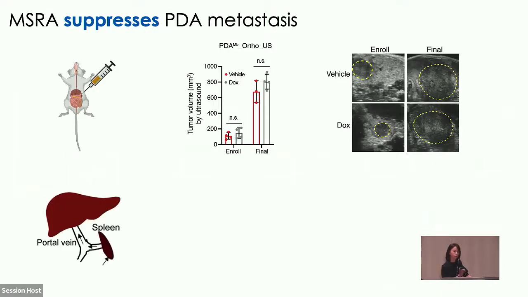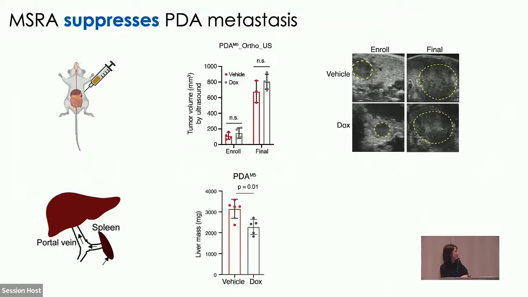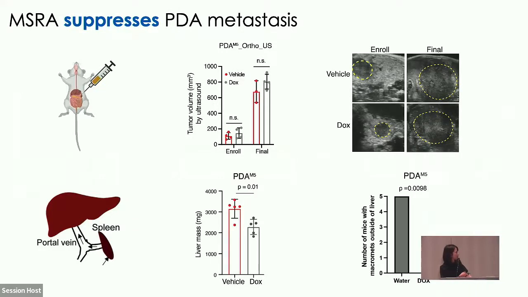However, if again we turn to our liver metastasis model, this is when things get interesting because here we saw that re-expression of MSRA significantly suppresses the formation of liver metastatic lesions. And most strikingly in this experiment, we found that every single mouse in this control group gave rise to extra-liver metastatic lesions, whereas none of the mice in the dox group gave rise to extra-liver lesions. So collectively, these in vivo experiments establish MSRA, this methionine sulfoxide eraser protein, as a potent suppressor of pancreatic cancer metastasis.